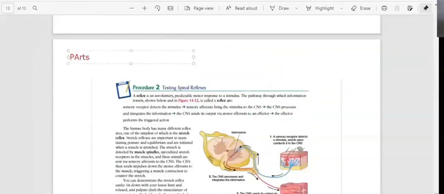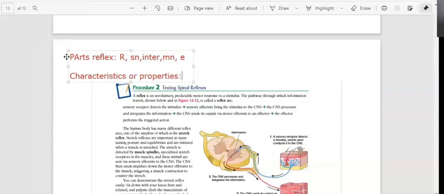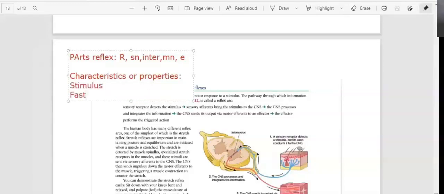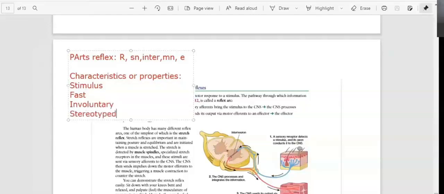Parts of the reflex: receptor, sensory neuron, interneuron, motor neuron, and effector. Right? Those are the parts: 1, 2, 3, 4, 5. But then there are other things called the characteristics or properties reflexes have, and that is that they require a stimulus, because if there's no stimulus, then you're not going to get a reflex. Reflexes are fast, reflexes are involuntary because we don't think about them, and reflexes are stereotyped. What does that mean? That it's always the same way.